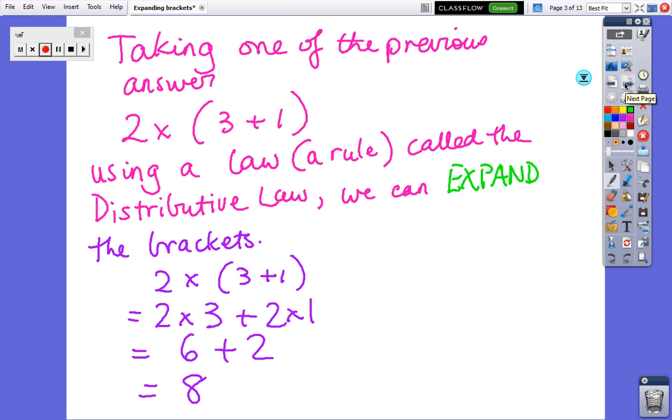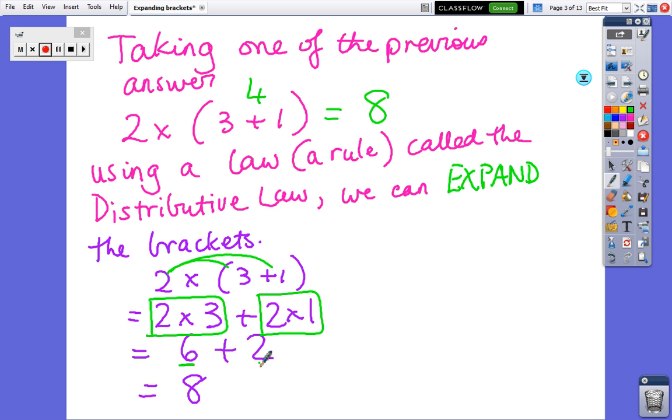So just taking one of those answers, for instance, 2 times bracket 3 plus 1. We know that 3 plus 1 equals 4, so I've still got the same question, and so we know the answer has to be 8. But using a law, and a law is just a rule, called the distributive law, we can expand the brackets. Looking down the bottom, I've got 2 times 3, that's the first part, and then I've got plus 2 times 1. So 2 times 3 equals 6, 6 plus 2 equals 8. So obviously the answer is the same because we had the same question. There's nothing too complicated there, and you don't need to write this down yet.